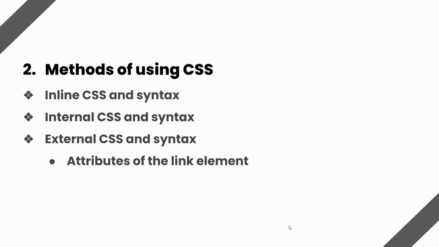For the second part, we would get to look into the methods of using CSS. So CSS has three different ways it can be applied to any HTML document. As we can see, the very first one is the inline CSS. We would also see the syntax of the inline CSS method. Second is the internal CSS. So that's another method of using CSS to style any HTML document. We would also see the syntax that comes with that method.